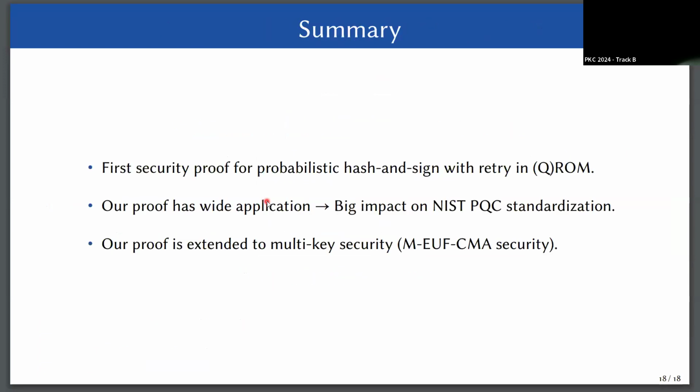Okay, summary. We propose the first security proof for the probabilistic Hash-and-Sign with retry in the ROM and the QROM, and our proof has wide application, and it has a big impact on the NIST PKC standardization because some of the signatures are provably secure due to our work. And we extended our proof to the multi-key setting, multi-key security. Due to limited time, I didn't talk about this one. If you are interested, please read the paper on ePrint. Thank you for listening.